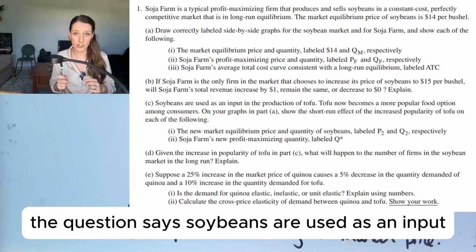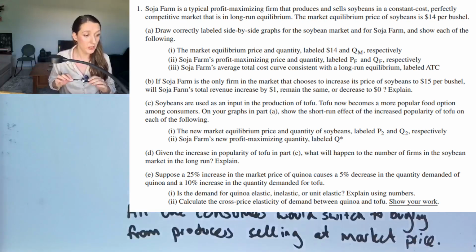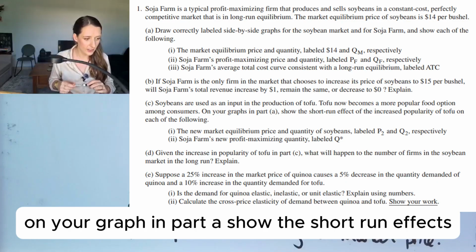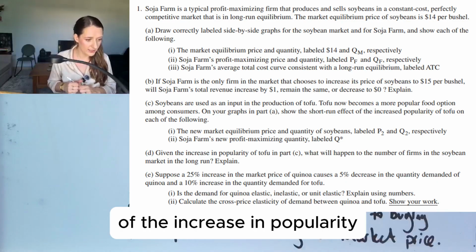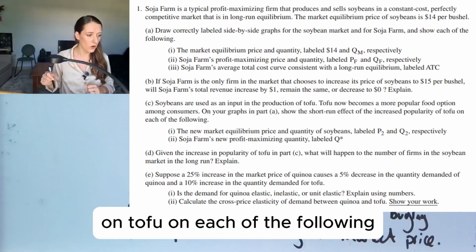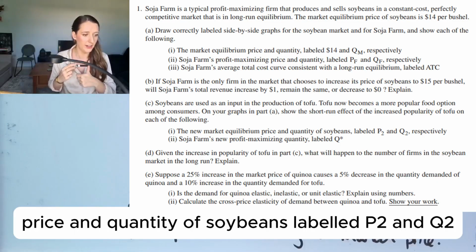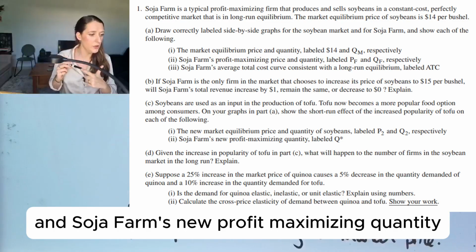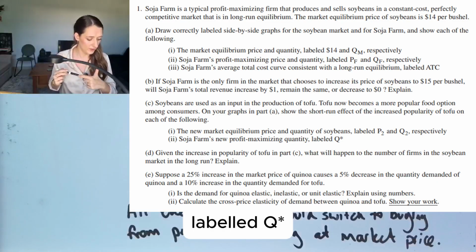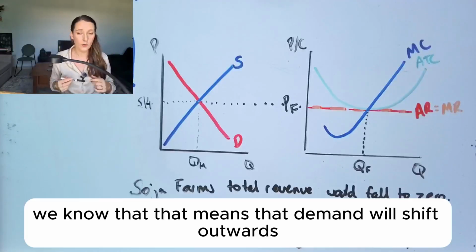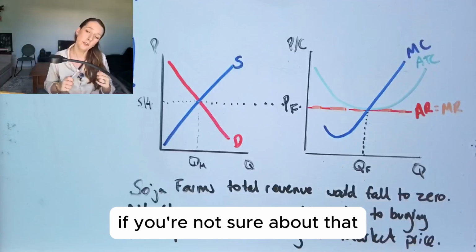Part C. The question says, soybeans are used as an input in the production of tofu. Tofu now becomes more popular food option among consumers. On your graph in part A, show that the short-run effect of the increase in popularity of tofu on each of the following. The new market equilibrium price and quantity of soybeans labeled P2 and Q2 respectively, and Soja Farm's new profit maximizing quantity labeled Q star. Well, it told us that tofu has become more popular, it's more fashionable maybe, it's a trend. We know that that means that demand will shift outwards. It's going to shift to the right. If you're not sure about that, go back to Unit 1.